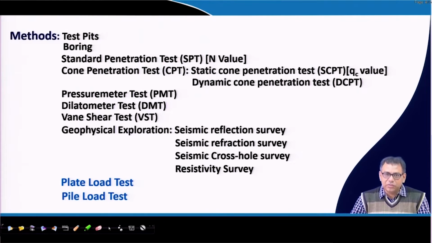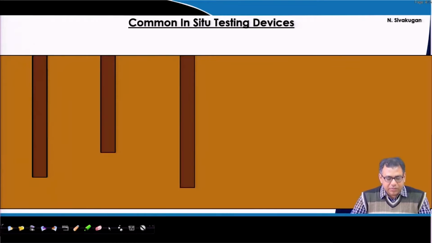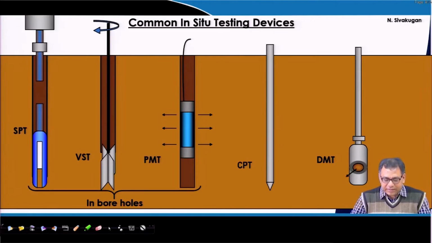So, these two tests will also be discussed, but not in the soil exploration part; they will be discussed during the shallow foundation and the pile foundation part. So, one by one I will discuss all these techniques in brief. These are the different techniques that I have used.